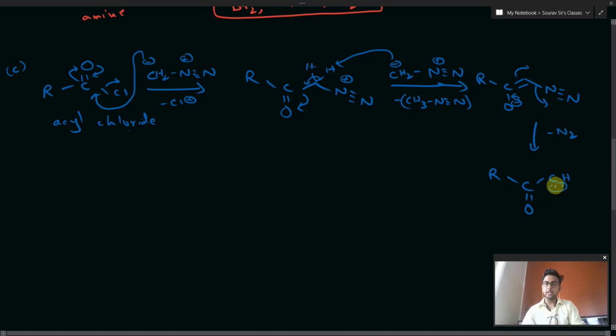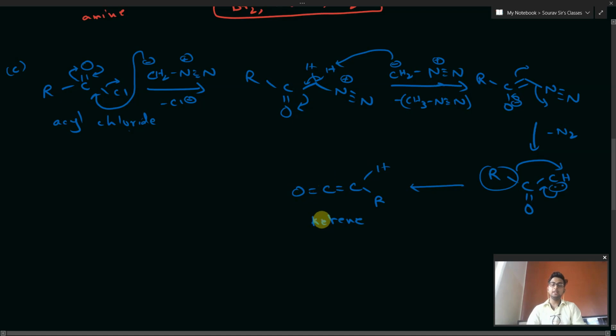Okay, now what would happen is this carbene, what electrons would go over here, and then this R would be migrating and attaching to this carbon. Okay, so we'll be getting a ketene type of structure. Okay, so R-CH=C=O. This structure is known as a ketene.